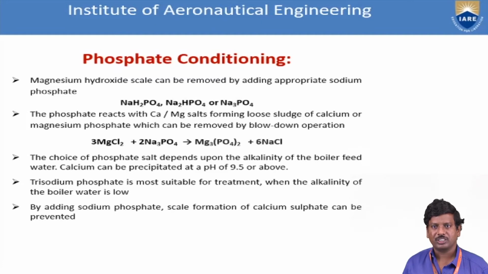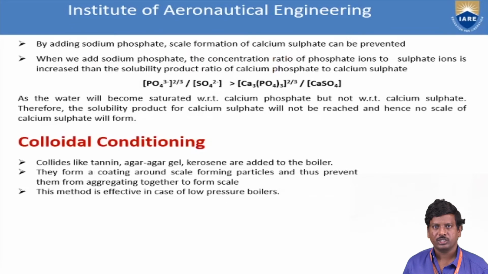The choice of phosphate salt depends upon the alkalinity of the boiler feed water. Calcium can be precipitated at a pH of 9.5 or above. Trisodium phosphate is most suitable for the treatment when the alkalinity of the boiler water is low. By adding sodium phosphate, scale formation of calcium sulphate can be prevented.